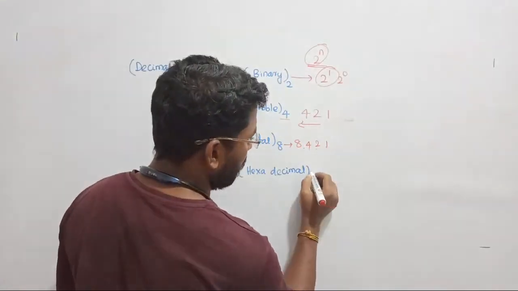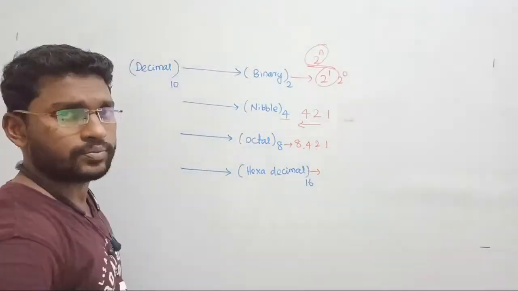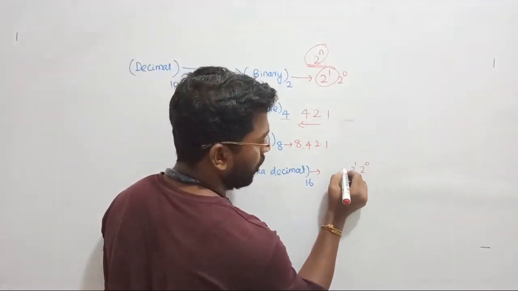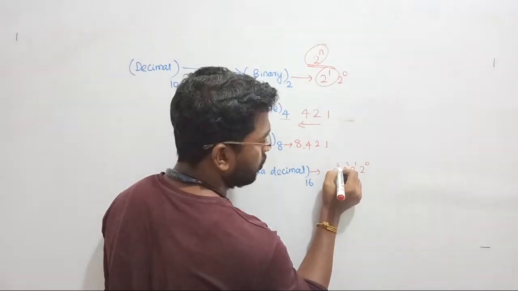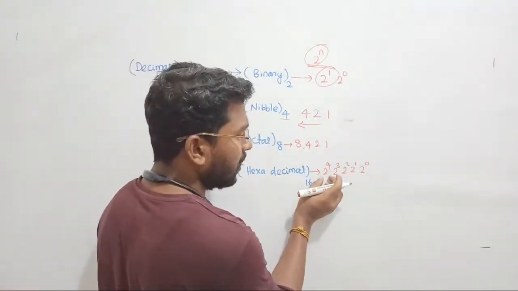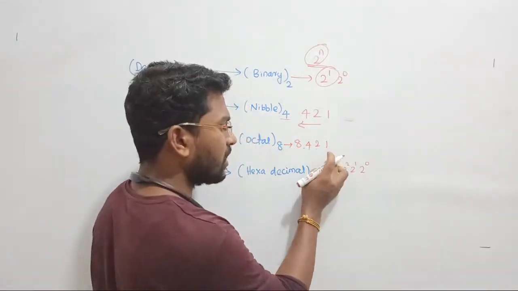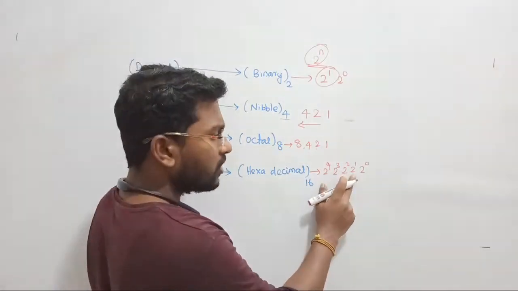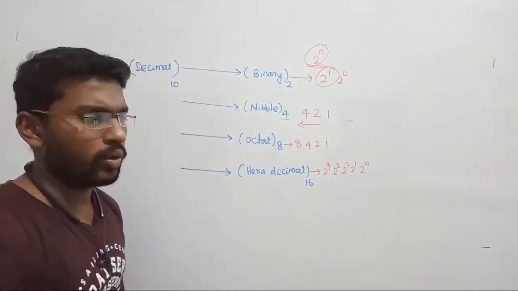Similarly, when you are looking at the hexadecimal system, you can start from 2 power 0, 2 power 1, 2 power 2, 2 power 3, 2 power 4. Such that what I will get is going to be 16, right? So this combination we can consider up to 16. That is going to be 8, this is going to be 4, this is going to be 2, this is going to be 1. So that is called what?